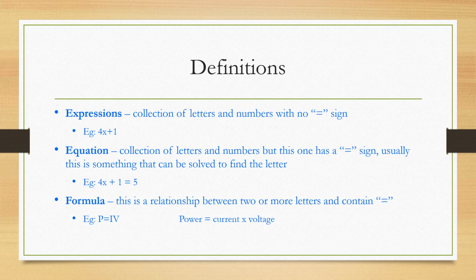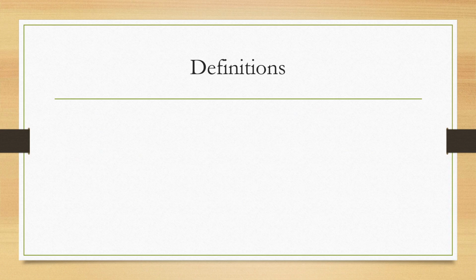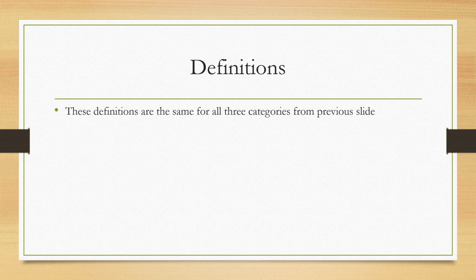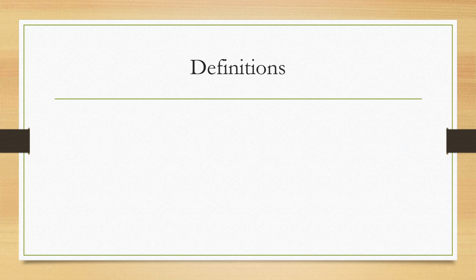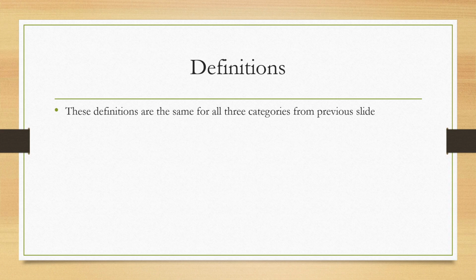So moving on, in these definitions, for all of those three categories that we saw in the previous slide, expressions, equations, and formulas, there are also a few more small definitions inside them. So we're going to use an expression, just 5x minus 2. These definitions are the same for all three categories. I'm just going to take this expression as an example, 5x minus 2.